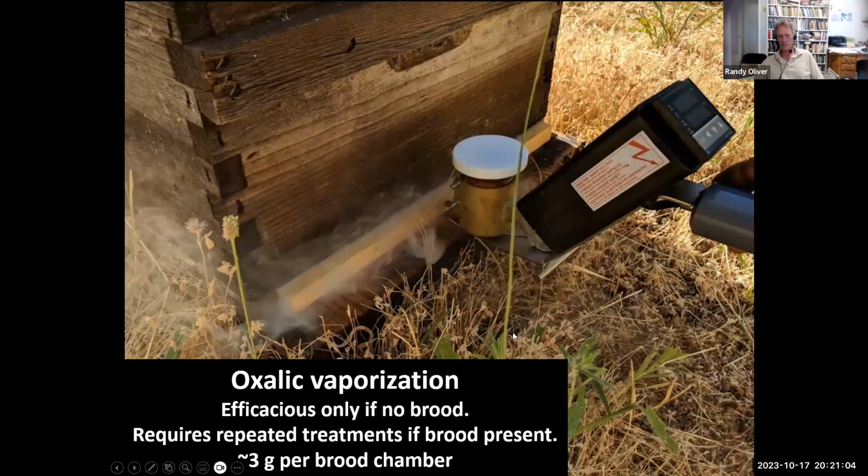Oxalic acid vaporization can be very efficacious if there's no brood, but not so much when there's brood. The allowed, measured dose is 1 gram per brood chamber. Cameron Jack has shown that's an inadequate dose when there's brood in there. Even when they're broodless, 3 grams per brood chamber is better, but I can't make recommendations, and that's not approved. But there is no label restriction on reapplication. So you could go out to your hive, shoot 1 gram in per brood chamber 3 times, and that would be totally legal.